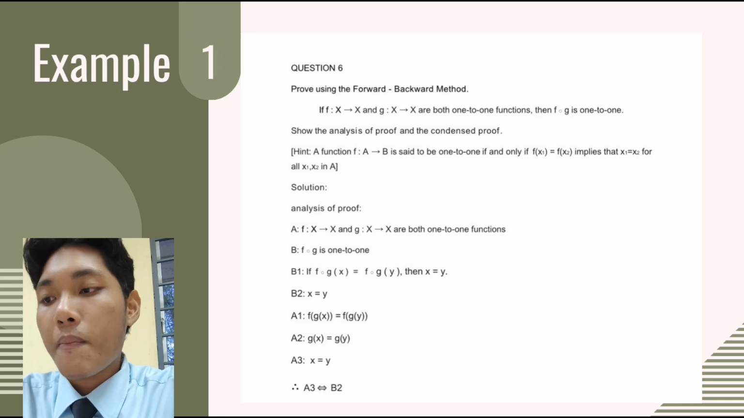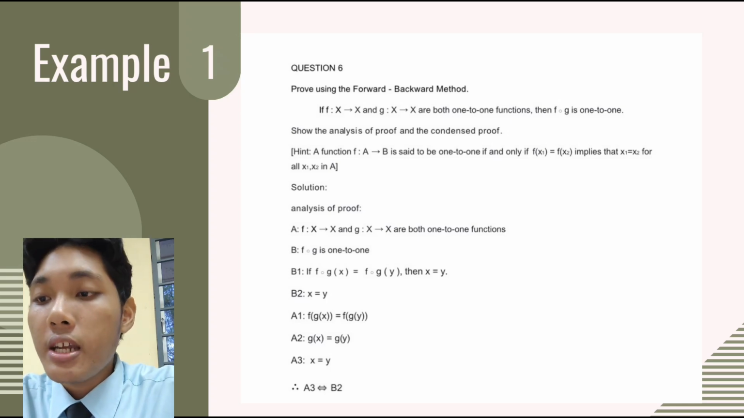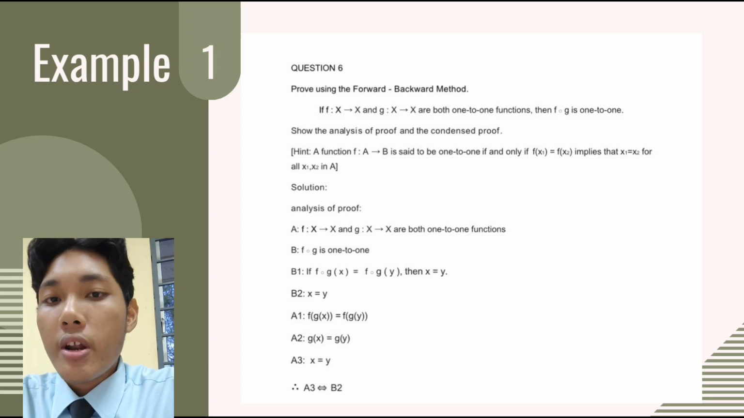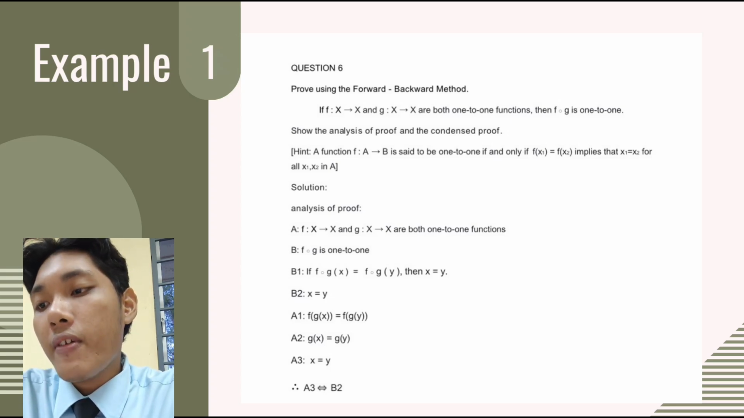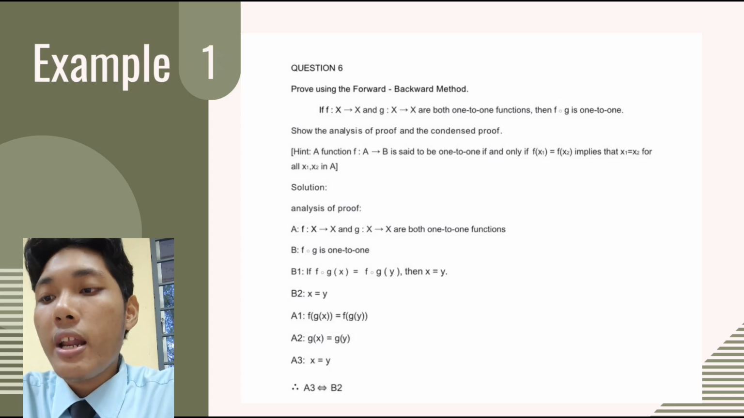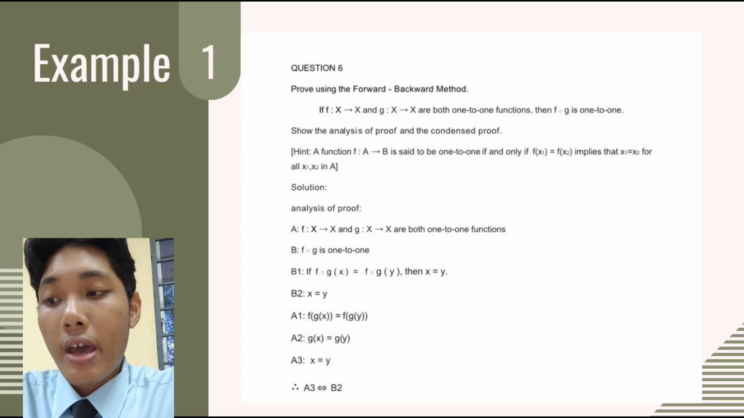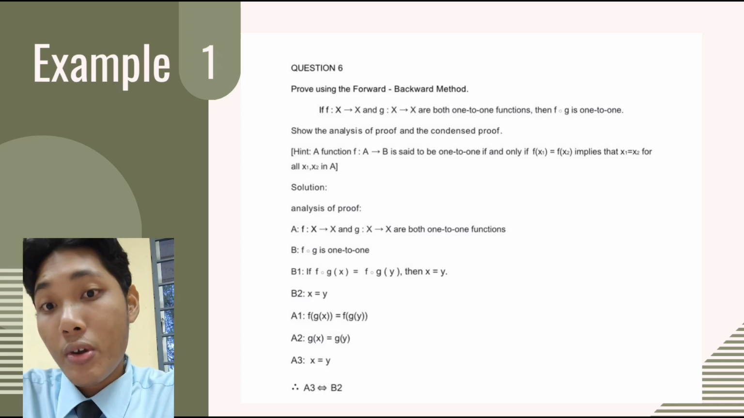So for the first example, the question is: if f(x) = 2x and g(x) = 2x are both one-to-one functions, then fg is one-to-one. So they want us to show the analysis of the proof. The hint being given is: a function f from A to B is said to be one-to-one if and only if f(x1) = f(x2) implies that x1 = x2 for all x1 and x2 in A.